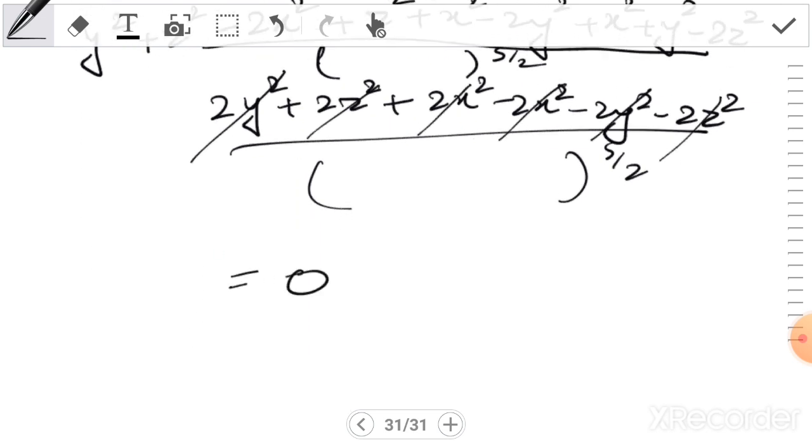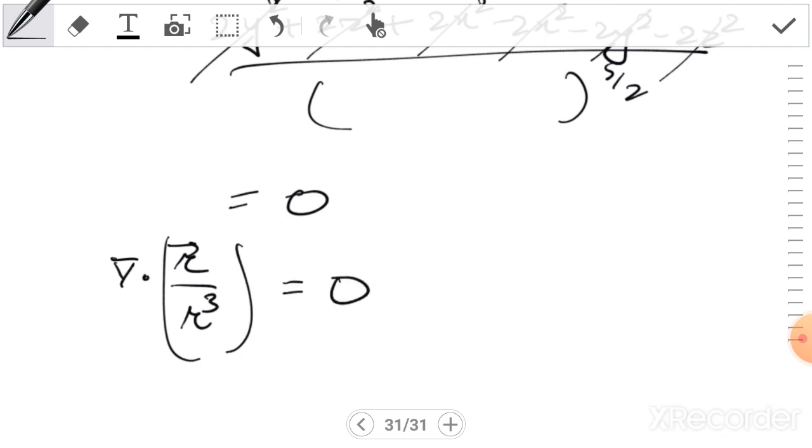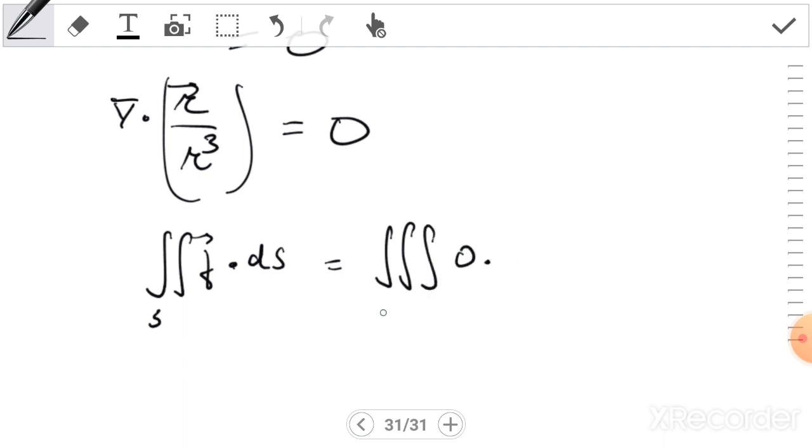Okay, so now we got that the divergence of r by r cube is equal to 0. So by the divergence theorem, the surface integral of F dot dS will be equal to 0. Okay, so 0 is the right answer.